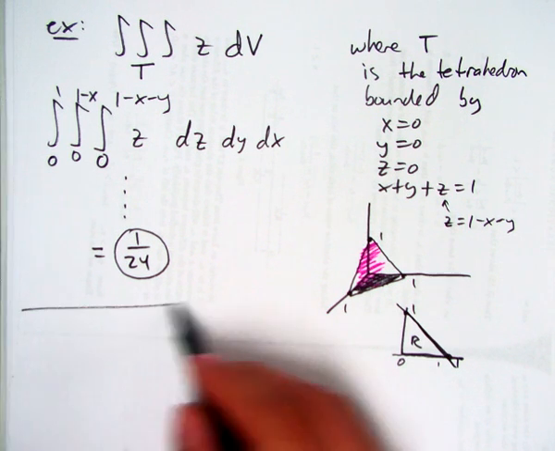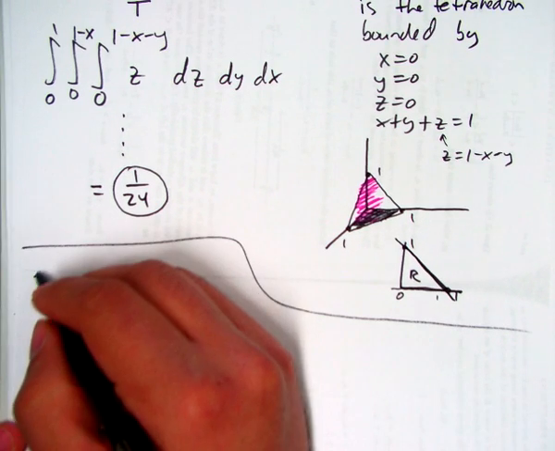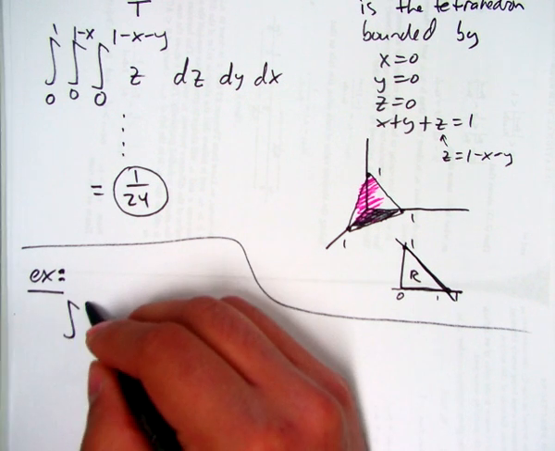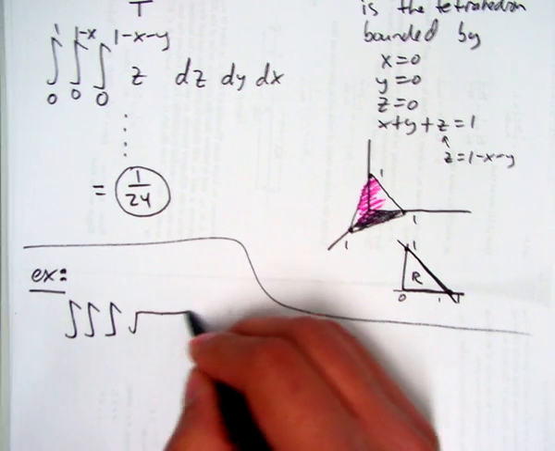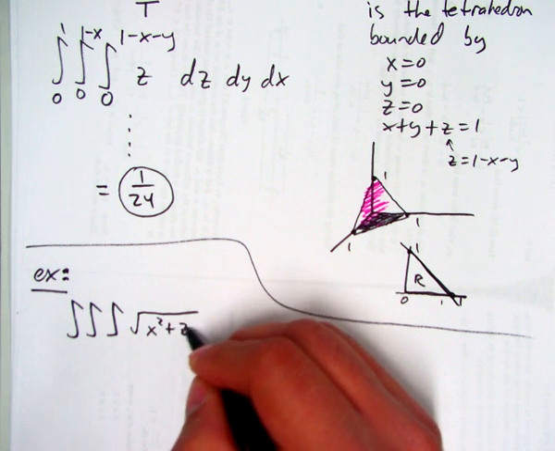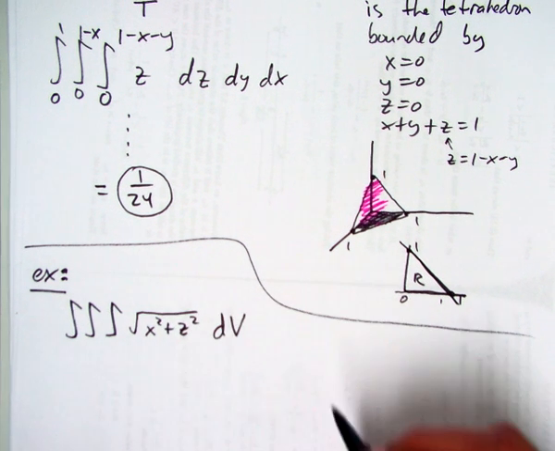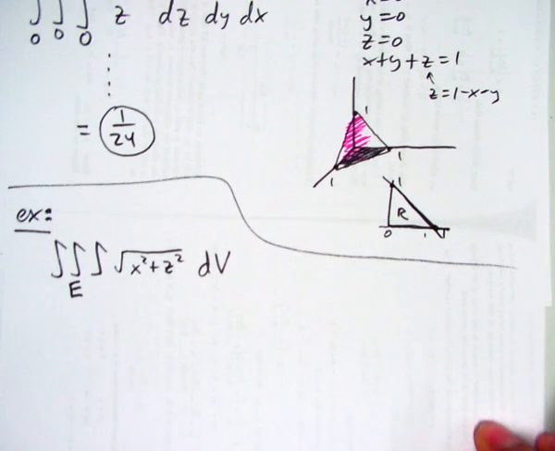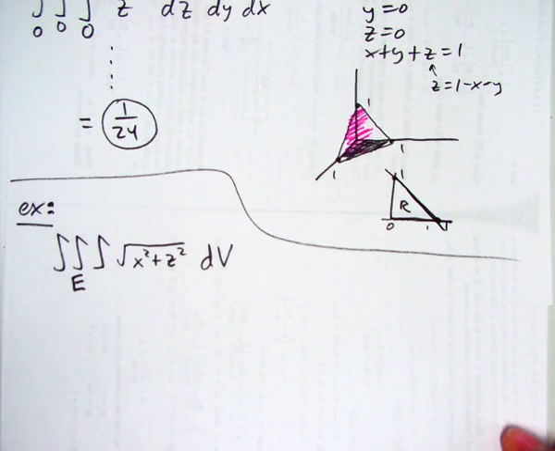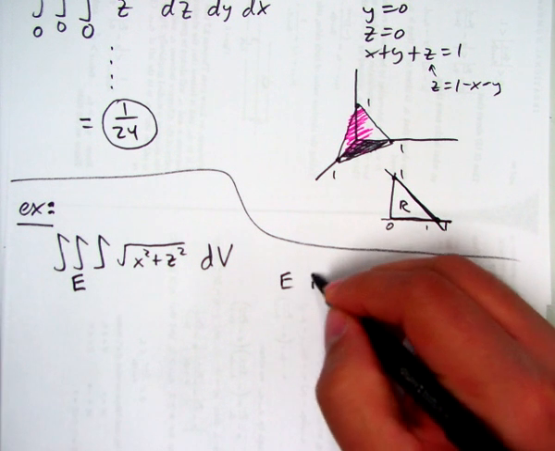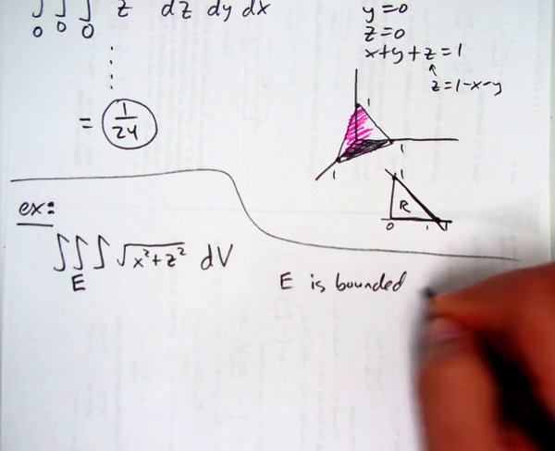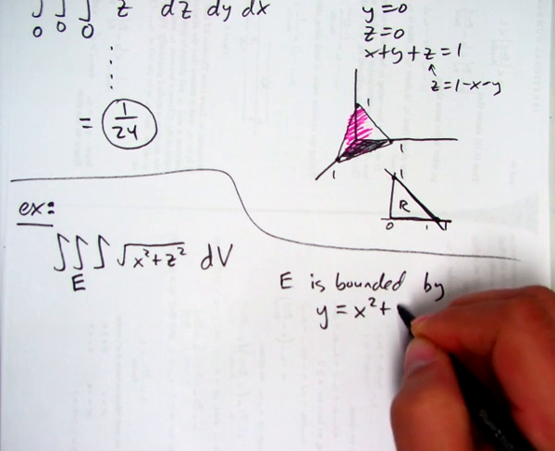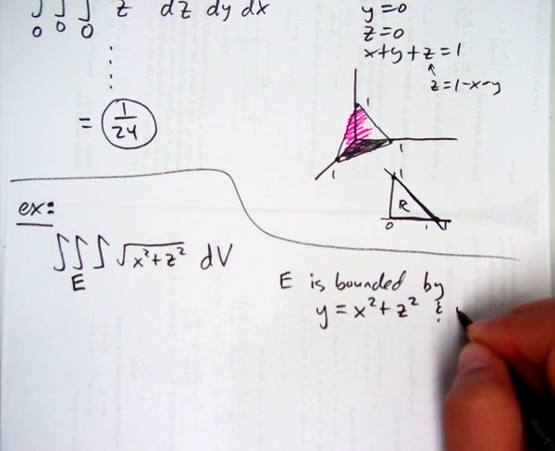Let's do another one here. Triple integral of the square root of x squared plus z squared dV. And let's say our solid is called E, and E is bounded by y equals x squared plus z squared, and y equals 4.